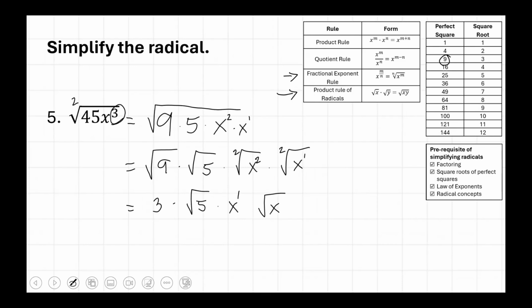Now we're going to combine everything, and that's the simplified form. So 3 and x, since they are all outside the radical, we will combine them, 3x. And what will remain inside your radical is the 5 and x. So square root of 5x. And this is your simplified form.